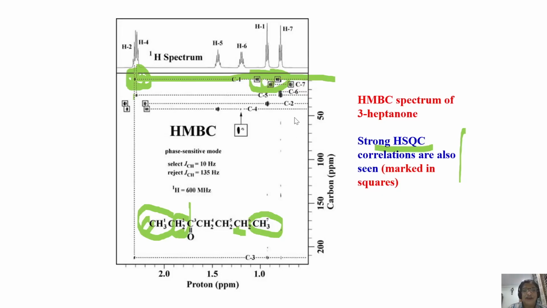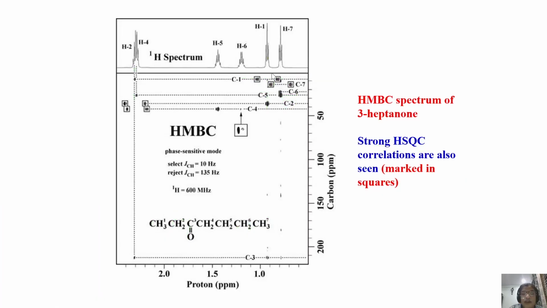Or you can see carbon 2 is here, I'm sorry. Carbon 2 is here. Okay. Carbon 2, you see, there is a strong correlation to proton 1. Now, I'm sorry, I was not seeing this properly. See, carbon 2 is here. I was looking elsewhere. Now, it has a strong correlation to proton 1. These are the long range correlations.